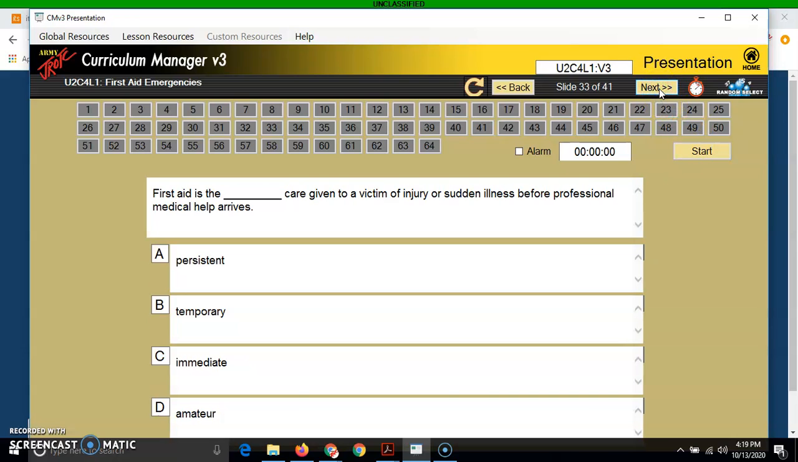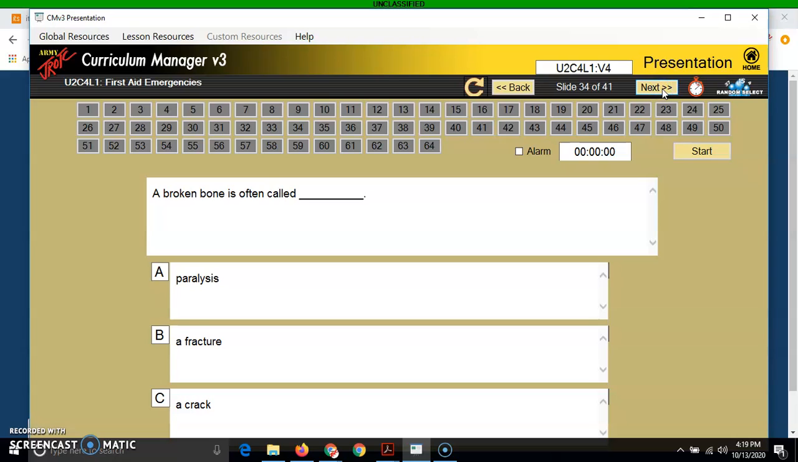First aid is the blank care given to a victim of injury or sudden illness before professional medical help arrives. Is it persistent, temporary, immediate, or amateur? That's in your inspection questions. You also know that it's the immediate care that's given. A broken bone is often called paralysis, fracture, or crack. I think it's obvious on that one, it's a fracture.